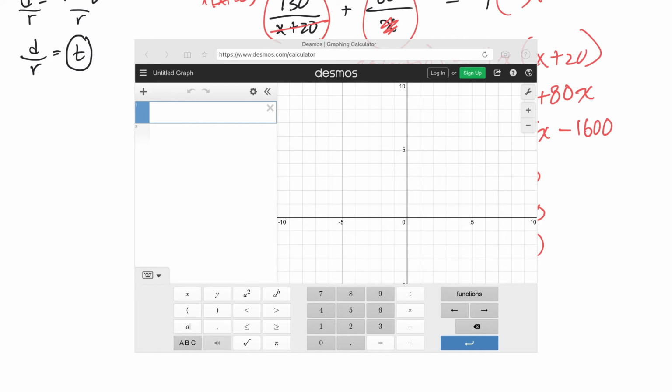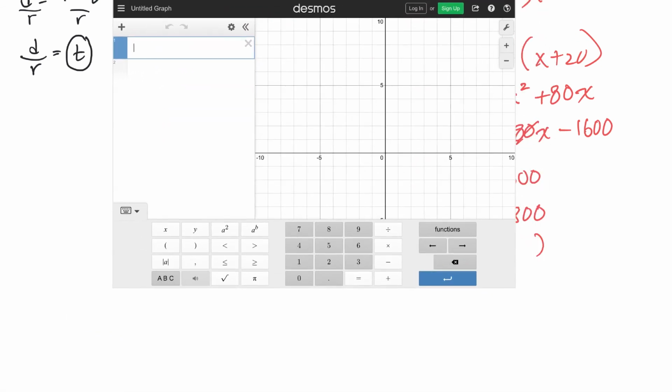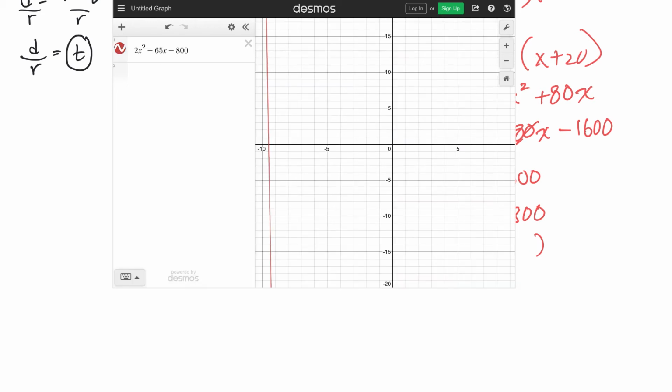So I can just plug it in here. I've got to remember what the equation is: 2x squared minus 65x minus 800. Okay, good. That's crossing at 10. Maybe I was right at 10. Let me shrink this a bit.